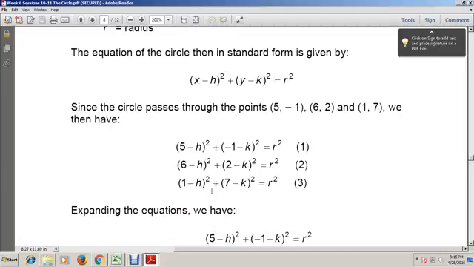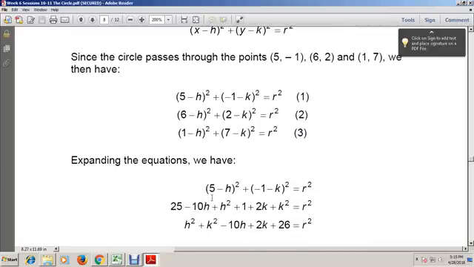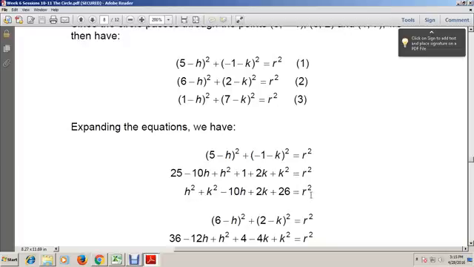Now, if we're going to expand each of these equations, we have the following. (5 - h)² + (-1 - k)², we have 25 - 10h + h², plus 1 + 2k + k², is equal to r². Rearranging this in its general form, we have h² + k² - 10h + 2k + 26 = r². Okay, so what I have described to you is the same process that was described to you earlier in the early example.